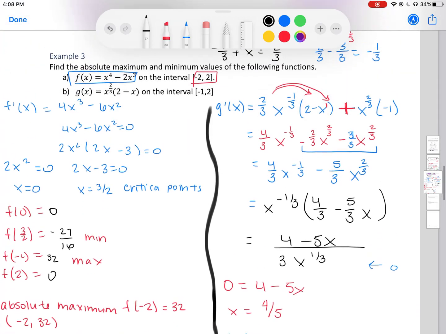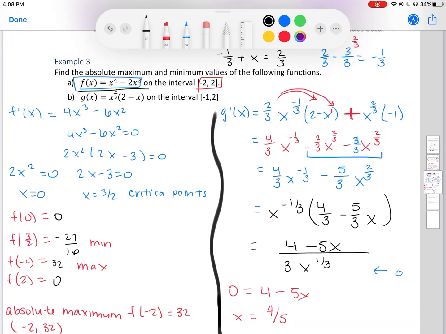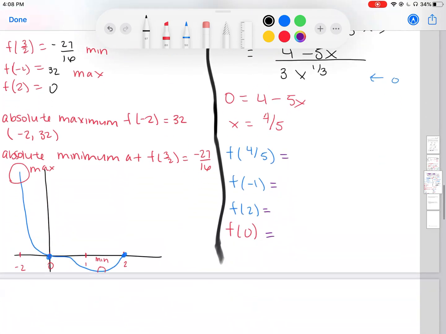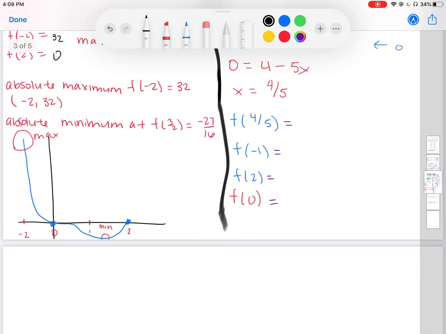We plug them into our original function f, or actually it's g. Let me tell you the answers so that we don't have a long video of just evaluating. So g of 4/5 is about 1.03. g of negative 1 is 3. g of 2 is 0. And g of 0 is 0. Now, I made the mistake of writing f, it's just a habit. Our function is actually g.